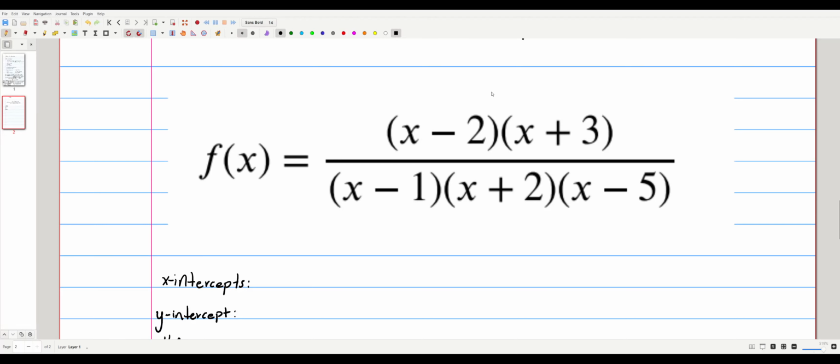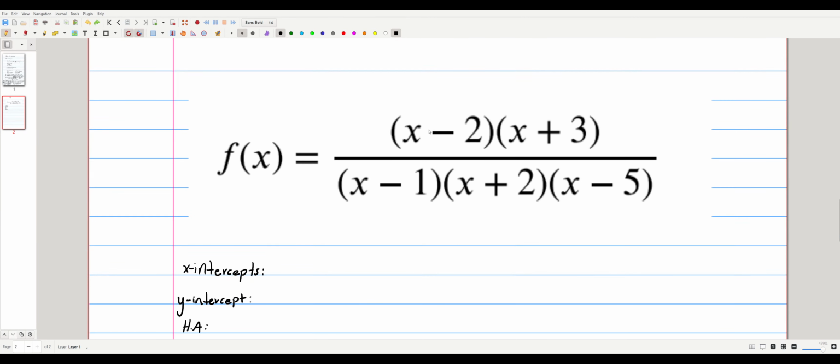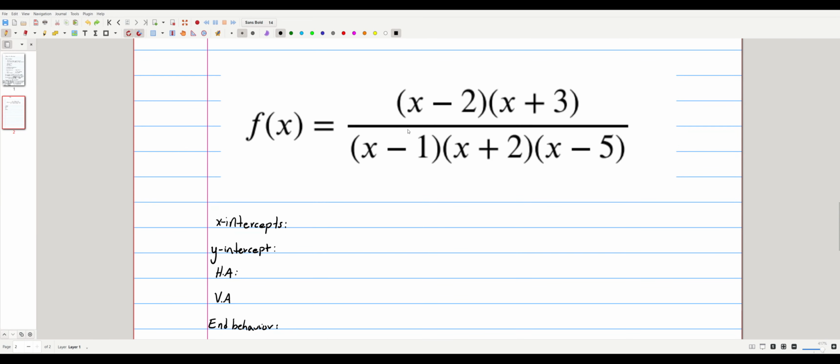Alright, hey guys, so this is a continuation of section 5.6, rational functions, where we're going to go through and graph the function f of x. And so, to graph f of x, we're really looking for a few different things. We're looking for all the x-intercepts, the y-intercept, the horizontal asymptote, if it's applicable, any vertical asymptotes, and the end behavior. And I'm going to show you a really neat table, which is a technique for helping us figure out how to graph these functions.